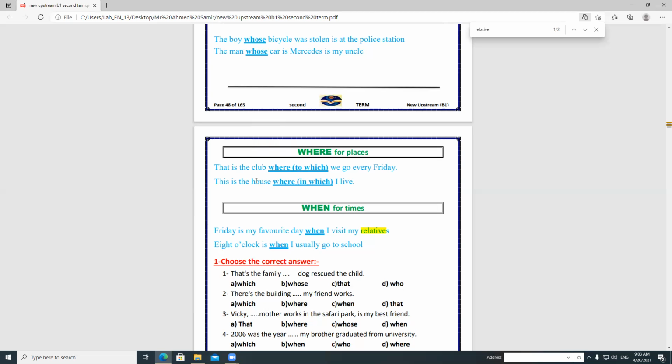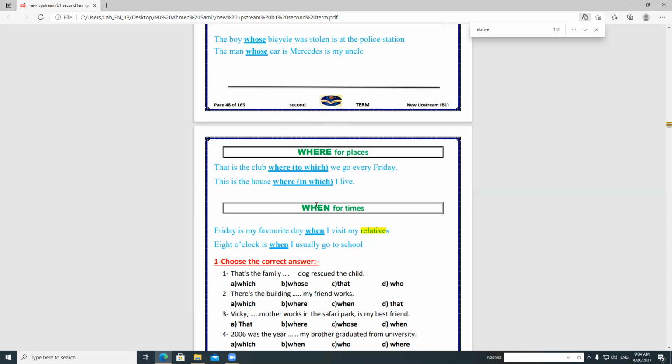But if we talk about the club as a thing, here we have to use which as it's something, not a place. This is the house where I live. So here I'm talking about the house, or my house, as a place. Which or where, in which I live. And for your information, I can use to which or in which instead of where. So we will see this when we start solving.